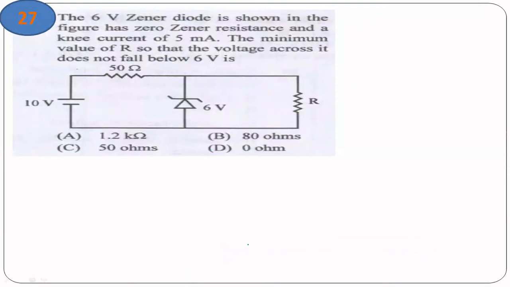Let us look into the next question. This is again with respect to a very simple Zener diode circuit, and we need to calculate the minimum value of R so that the voltage across it does not fall below 6 volts. There is a simple circuit given over here with a battery source, a resistance and a Zener diode, and we need to concentrate on this resistor so that the voltage across it does not fall below 6 volts.